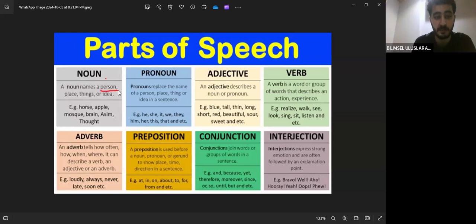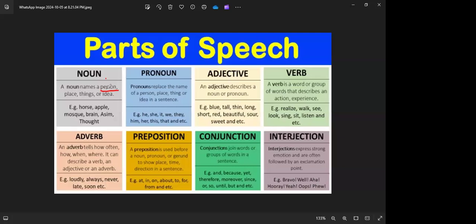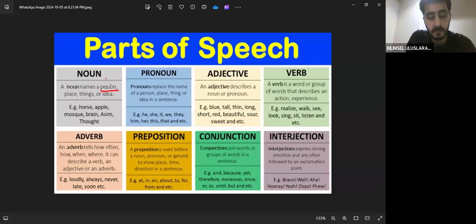Now, let's see what the rule says. A noun names a person, like yourselves, Aziza, Rawan, and Naba. These are person names. Places. Can you give me an example for place names? Like a restaurant? Restaurant is a noun. Another place name. Museum. Museum is a noun. Another place name. A school. School, house, street, building. All the places you can think about are nouns. They come under the definition of a noun.